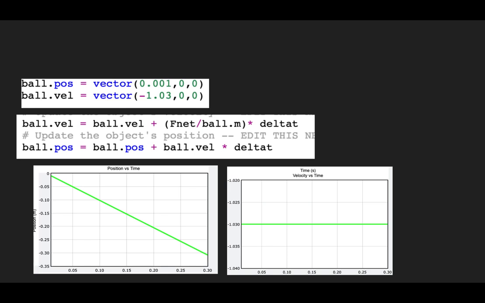This position versus time graph is expected because it is moving from right to left at a constant rate, so it is a negative slope, and the velocity versus time graph will be flat because it is constant velocity. It doesn't change.